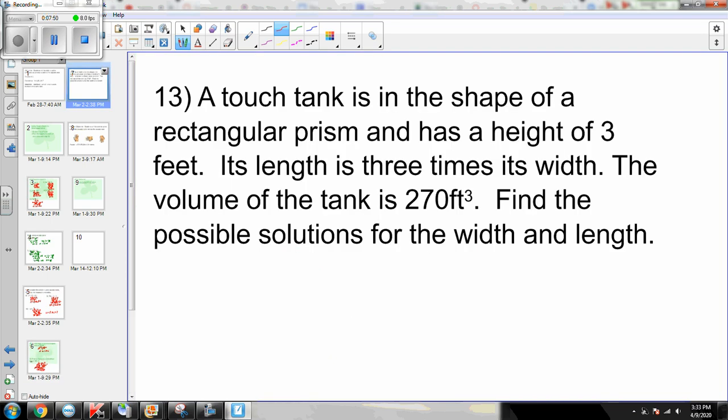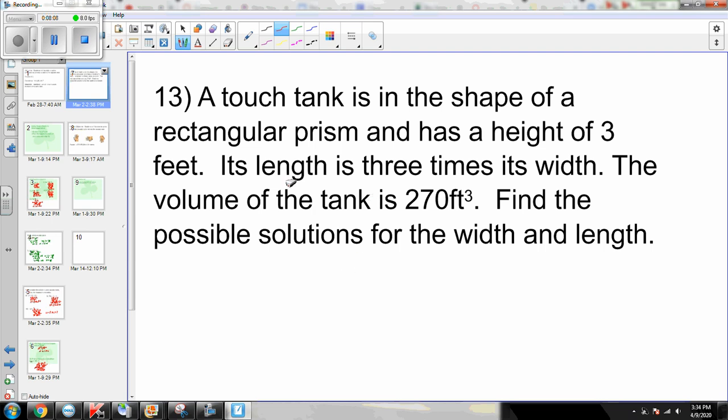All right, last question today. Number 13 says a touch tank is in the shape of a rectangular prism and has a height of 3 inches. Its length is 3 times its width. The volume of the tank is 270 cubic feet. Find the possible solutions for the width and the length.